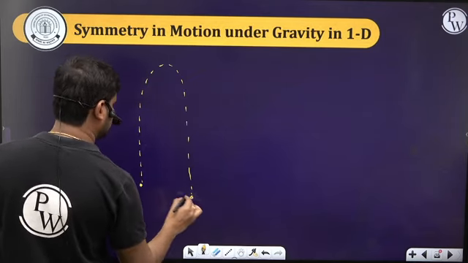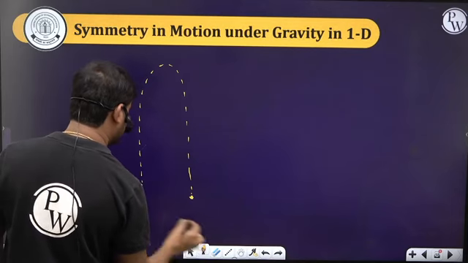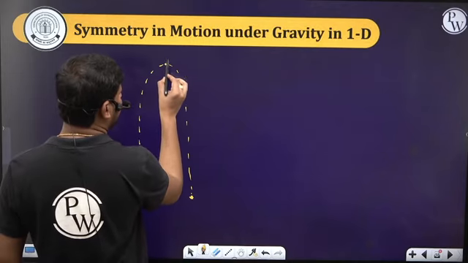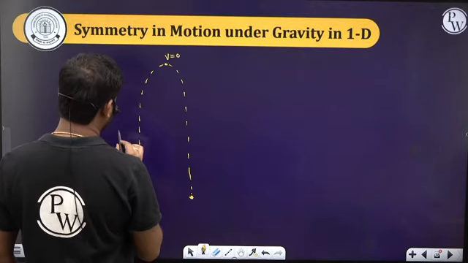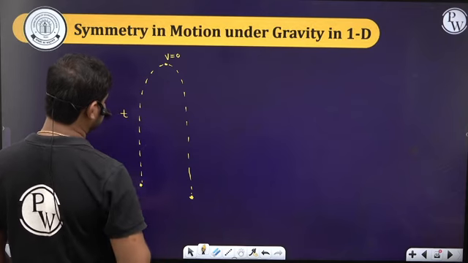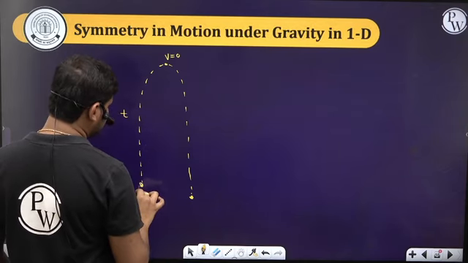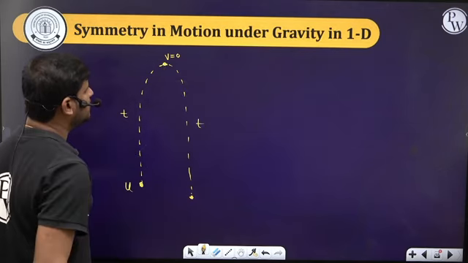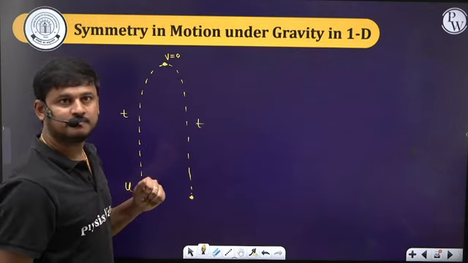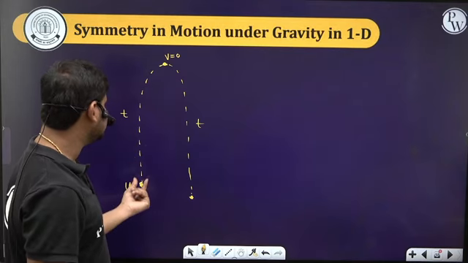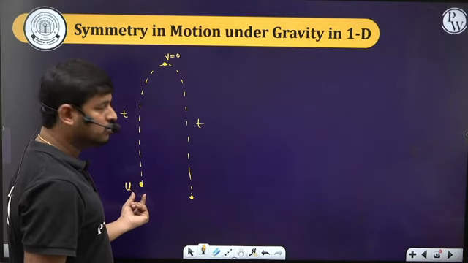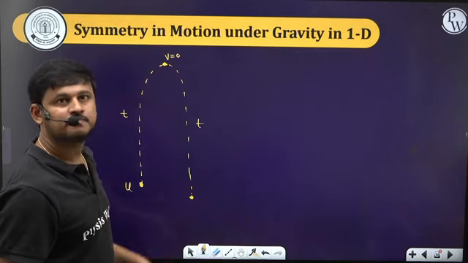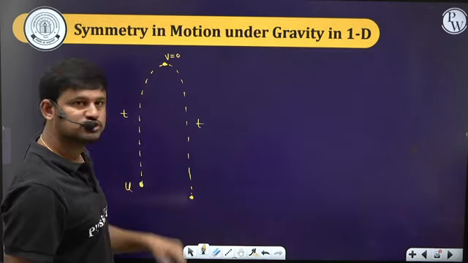So let's suppose you have thrown an object with initial velocity u. Then it reached the top where its velocity will become 0. From here to here, let's suppose it has taken some time t. Whatever time it has taken to reach the top, the same time it will take to reach the ground from the top again. Whatever time it has taken to reach the top from the ground, the same time it will take to reach the bottom from the top again. So if this is the time t, this is also the time t.